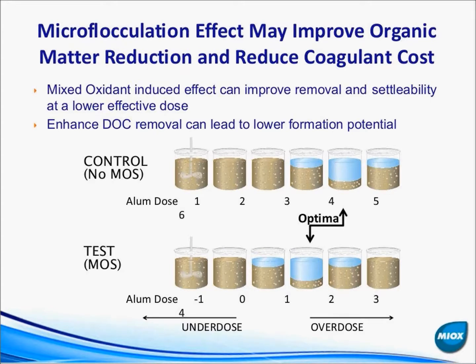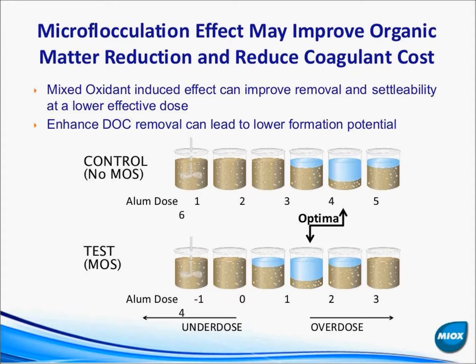So what the microflocculation effect actually is: you dose a small amount of mixed oxidants prior to the addition of your coagulant, and it changes, in a sense, the nature of the organic constituents so that they're easier to coagulate out, and do two things. Typically, you're going to lower your chemical requirement for your coagulant, as well as improve your TOC and your turbidity that you're going to get off of your clarifiers.